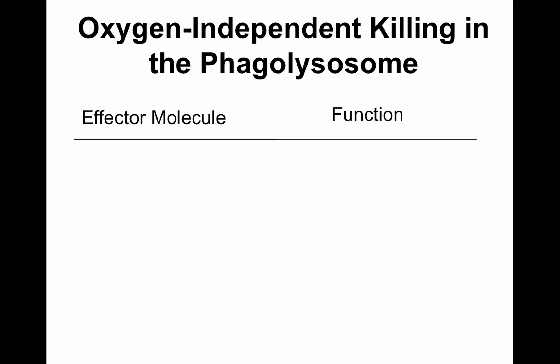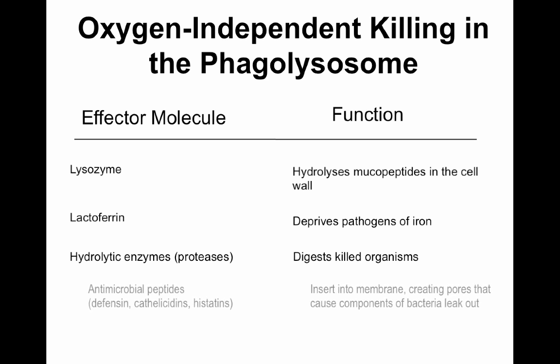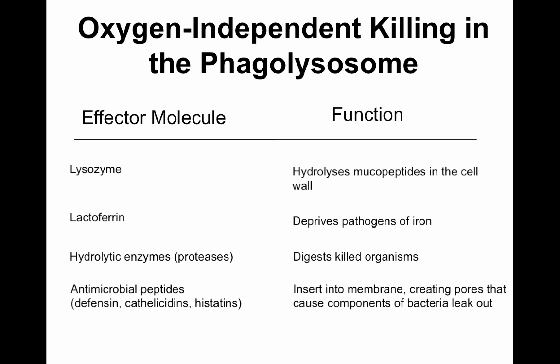Oxygen-independent killing is also present in the phagolysosome. For example, lysozymes can hydrolyze mucopeptides found in the cell wall. Lactoferrin will deprive pathogens of iron. Proteases will digest killed organisms by breaking down proteins. Finally, antimicrobial peptides, such as defensin, will lead to lysis of the microorganism.